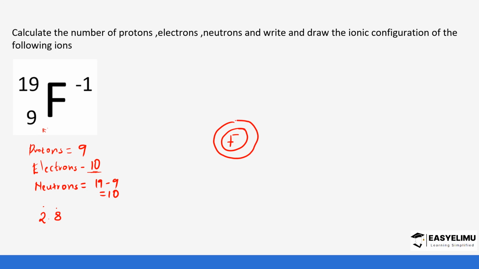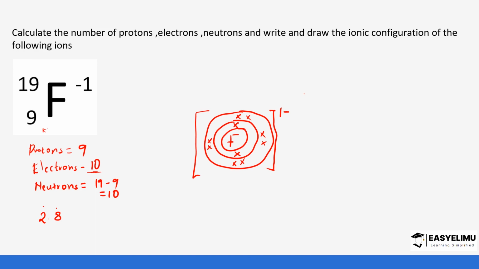So we have the first 2 electrons and then the last shell, we place the rest of the electrons. Don't forget to put the brackets and put the charge at the end. In this case, we gained 1 electron, so it's 1 minus or just minus.